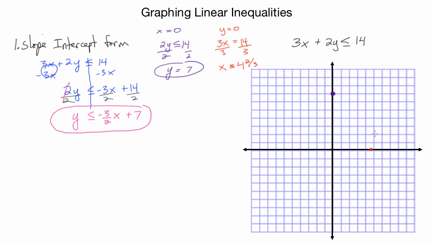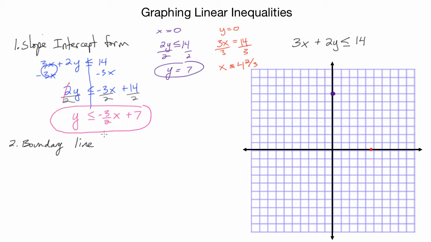It's just a different way to graph. Again, I can see my y-intercept of 7 there, and I can use my slope of negative 3 halves and get to the same thing as well. But since it's a second example, I wanted to do a different method. So we got it in slope-intercept form. We're starting to draw that boundary line. That was step 2.